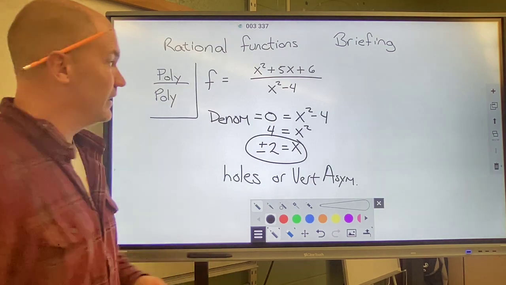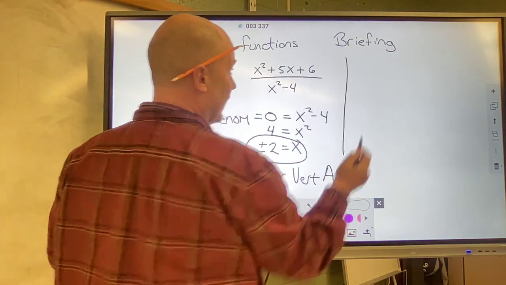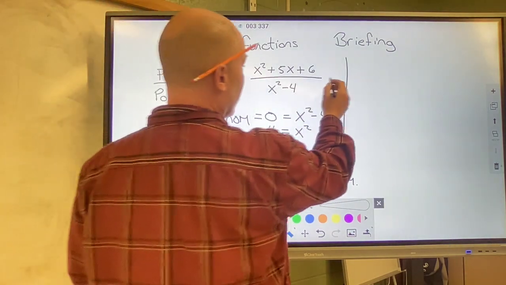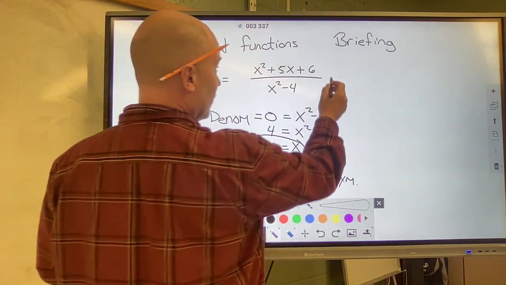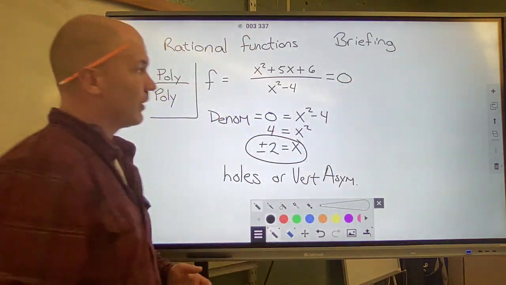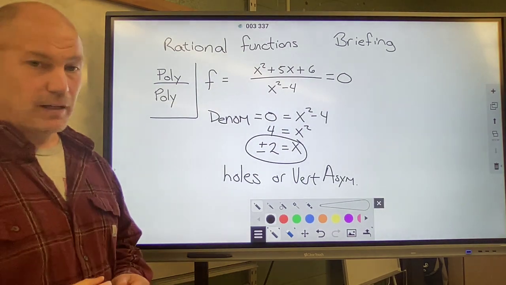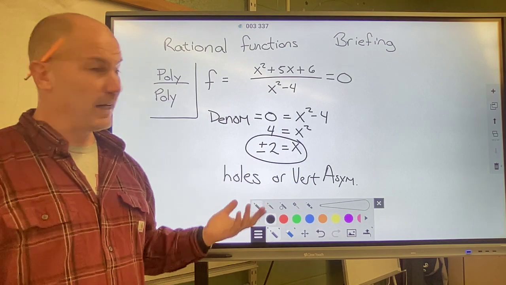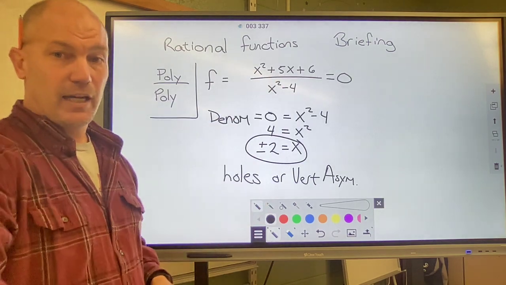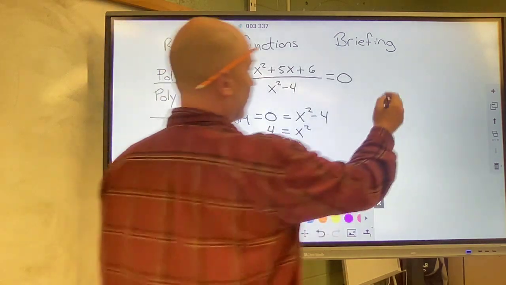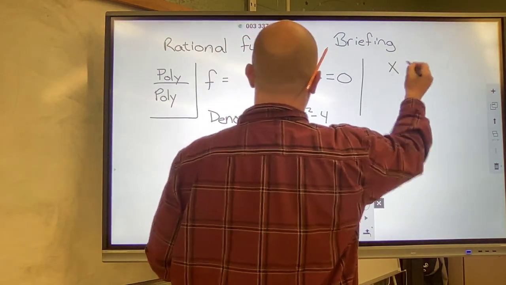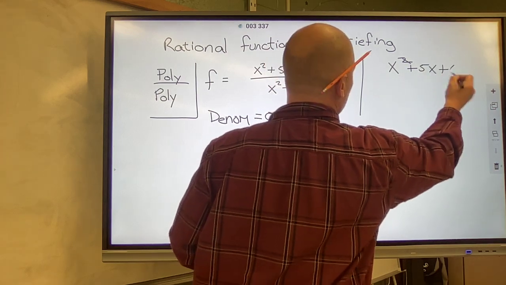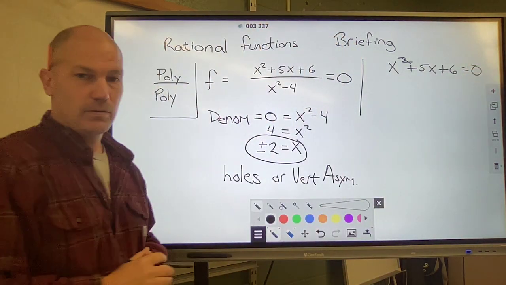The next thing that we need to do is find our zeros. And that is where this whole function, I shouldn't have drawn that vertical line, where that whole function equals zero. Well, we could cross multiply, and if we do that, x squared minus 4 times 0 just goes away, so we're just left with that numerator, and that numerator equals 0. So x squared plus 5x plus 6 equals 0.